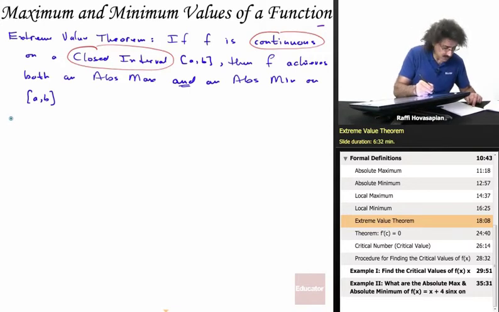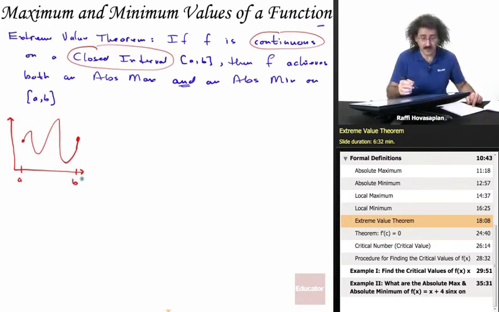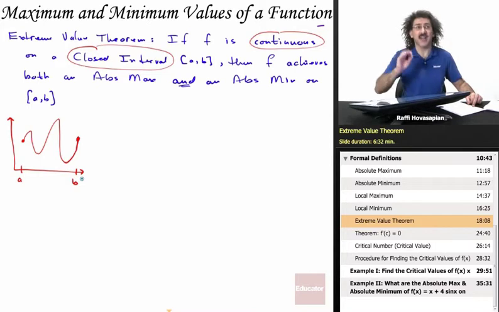I'll do this in red. So we've got something like that. Okay, so here's A and here's B. This is a closed interval. The function is continuous. Therefore, it achieves its absolute max and absolute min somewhere on this interval based on the extreme value theorem.